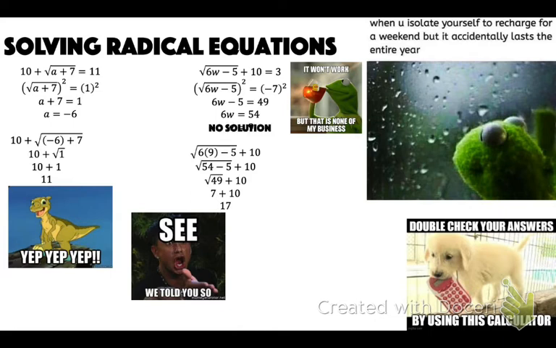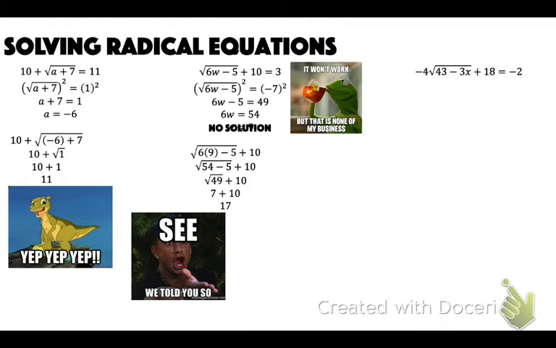No solution. Let's do one more. So negative 4 times the square root of 43 minus 3x, plus 18, equals negative 2. So I'm going to subtract the 18 over first, and I get negative 4 times the square root of 43 minus 3x equals negative 20. Now that is being multiplied to the square root, so I'm going to divide by it. Now those negative 4s cancel, and negative 20 divided by negative 4 is positive 5.